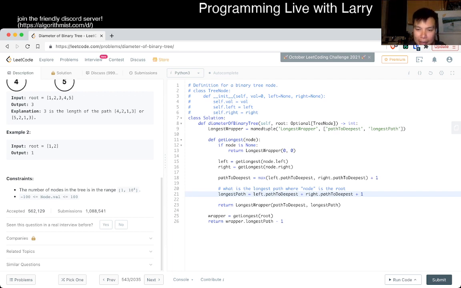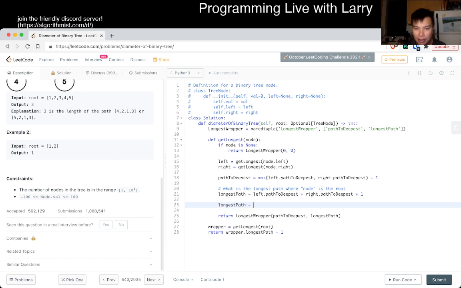But yeah, so this is the longest path where the root is included, but this is not the longest path on the subtree. What we want to do is return the longest path on the subtree, right? So then here, this should be max of, maybe I'll put it here then. So this is the longest path here, and then the longest path in the subtree, however, is either the longest path where this current node is the longest path, or left's longest path, or right's longest path, right?